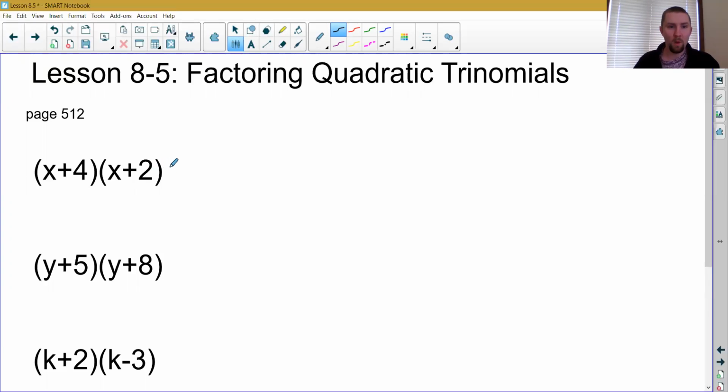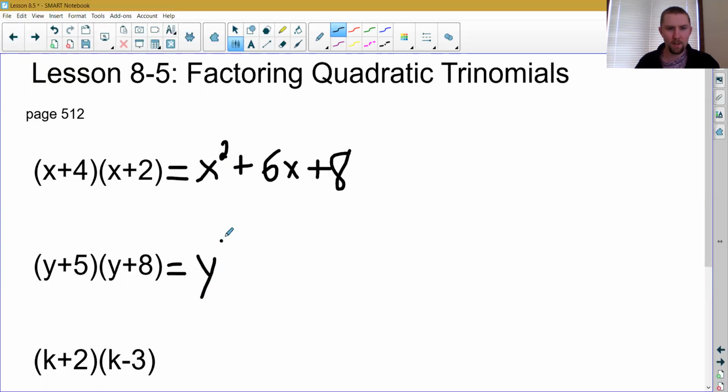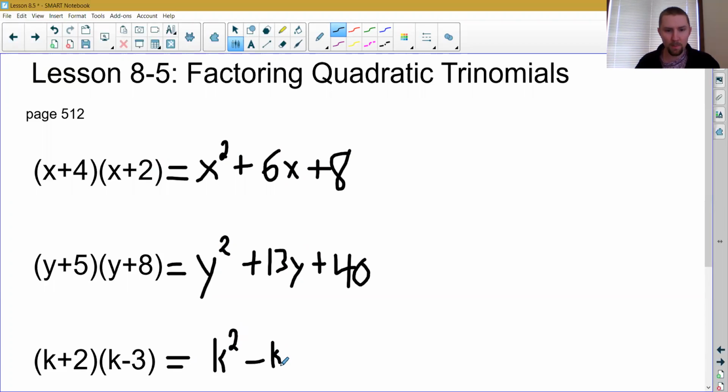Okay, so when we multiply x plus 4 times x plus 2, we should have gotten x squared plus 6x plus 8. When we multiplied y plus 5 times y plus 8, we should have gotten y squared plus 13y plus 40. And when we multiplied k plus 2 times k minus 3, we should have gotten k squared minus 1k, or just minus k, and then a minus 6. So hopefully you got those. Hopefully you understand the double distributive property FOIL method, how it works.